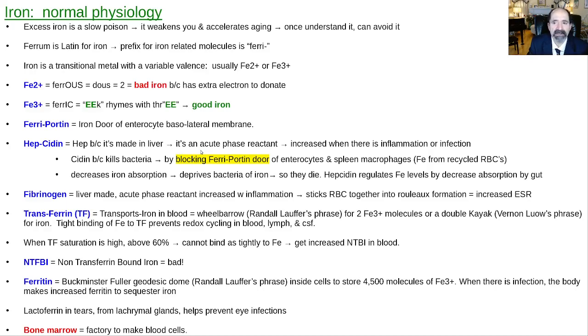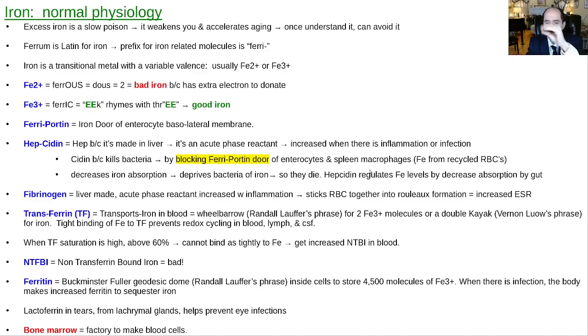And the reason for that is, let's say you've got an acute infection. The way the body prevents the infection from spreading and growing is by sequestering iron. And so whenever there's inflammation or acute infection, the liver will release this hepcidin. Cidin kills bacteria because it shuts the door. It shuts the ferroportin door so no more iron can come into the body. It decreases absorption of iron that comes from plants, and it'll also prevent iron from being released back into the vascular system by the splenic macrophages.